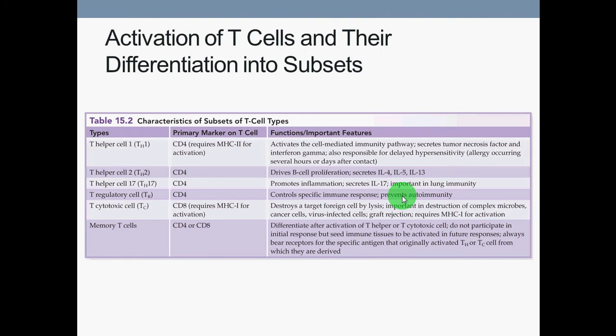These are all the different types of T cells that there can be. The ones that I want you guys to know are the ones we talked about: helper T cell in general, cytotoxic T cell, regulatory, and memory.